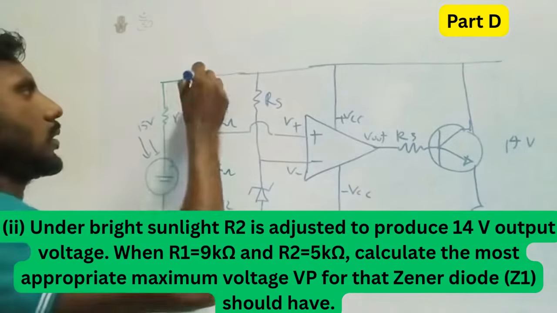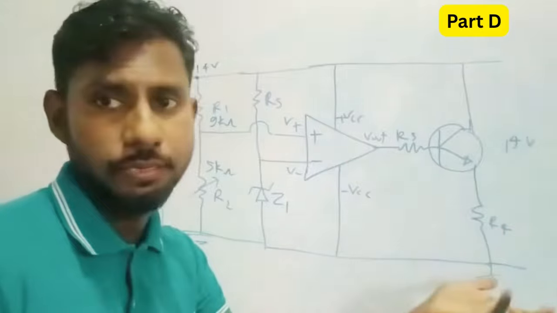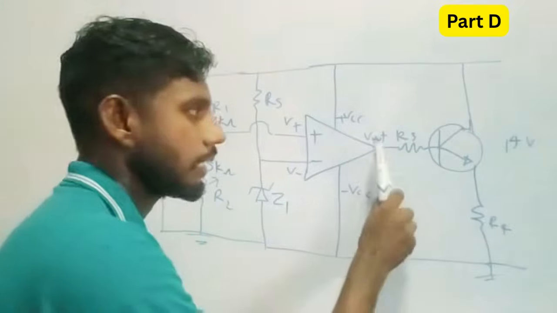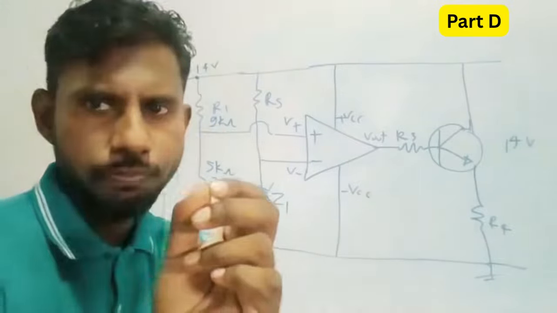The same concept we used earlier. Calculate the most appropriate maximum for VZ, for the Zener output VZ1. Now our purpose is to get 14 volt here. The transistor here has to be a positive value. Then only this will be forward bias and we get a potential of 14 here. The circuit will work once this is forward biased in the active region or saturated region. So for that, the potential here has to be positive. From that we have to start.